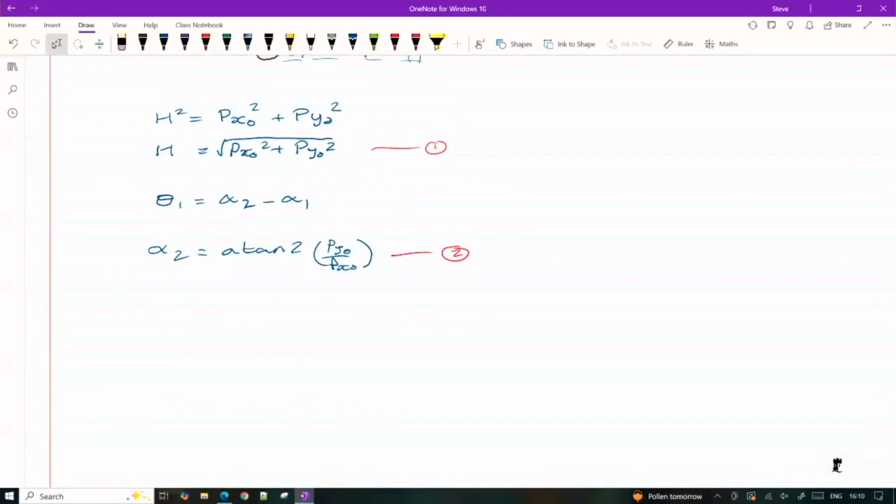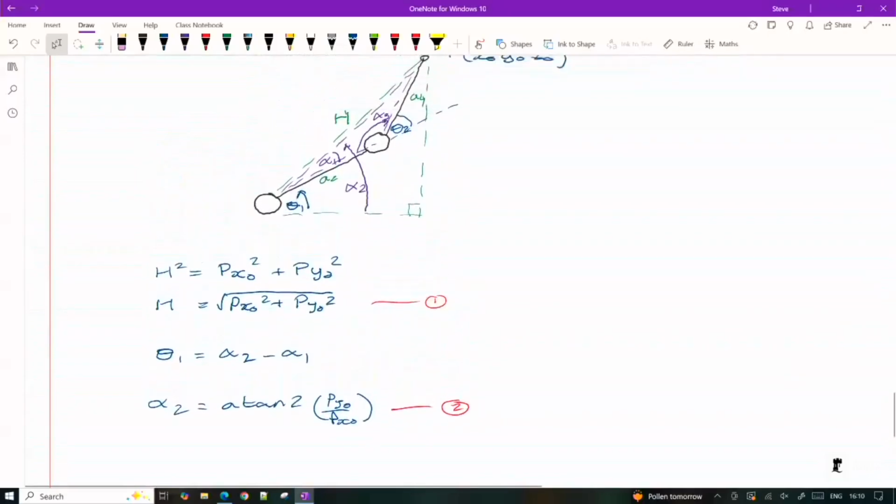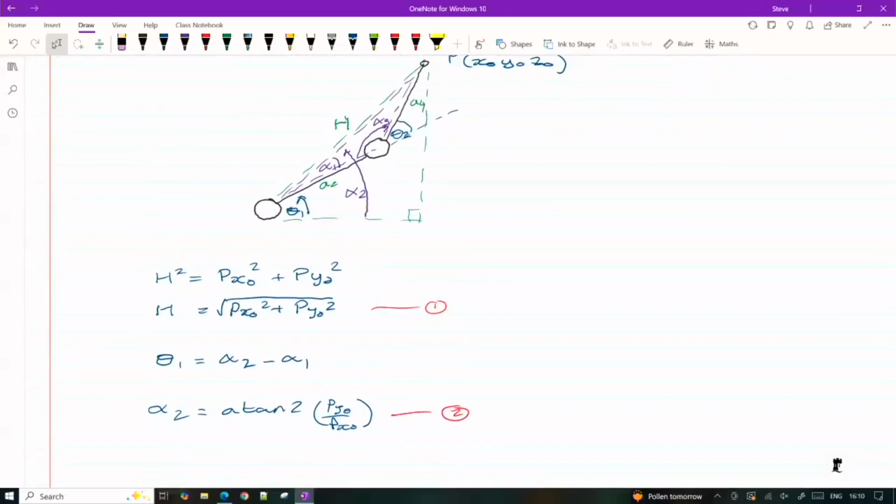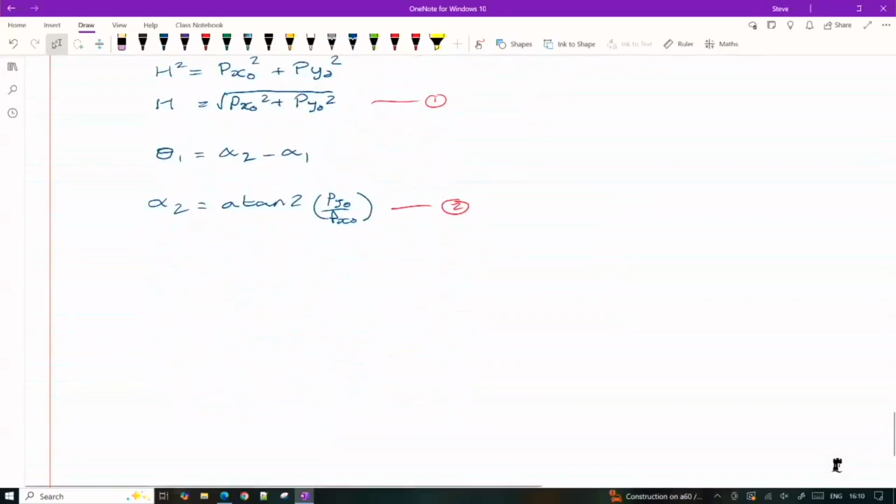And now what we want is an expression for alpha 1 to allow us to come up with theta 1. And I touched on this last week. So we want alpha 1, which is an internal angle on that non-right angle triangle, but we know all the lengths of the sides, and we're looking for an angle within it, so we can use the cosine rule there to come up with an expression for alpha 1.